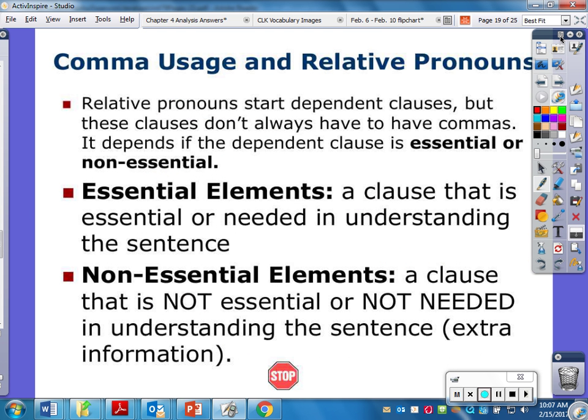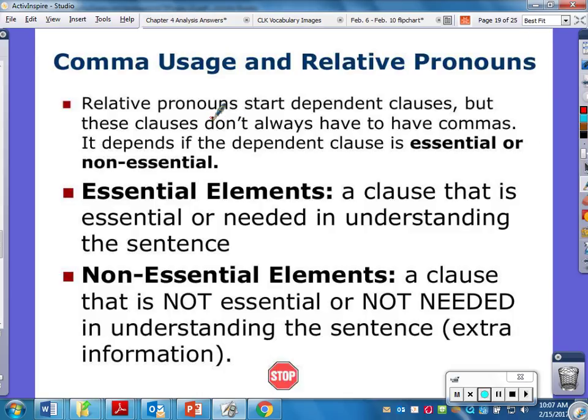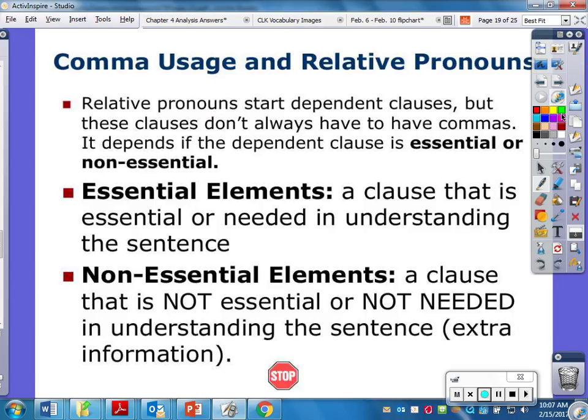Now, it can get tricky because sometimes the dependent clause being used with a relative pronoun doesn't need commas, and sometimes it does need commas. Relative pronouns start dependent clauses, but these clauses don't always have to have commas. It depends if the dependent clause is essential or non-essential.